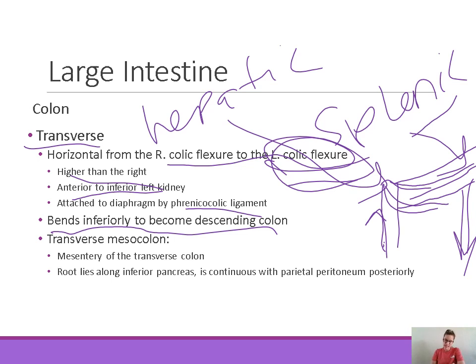There is a mesentery, a supportive membrane, that connects to the transverse colon. It's called the transverse mesocolon. This is the mesentery of the transverse colon. The root lies along the inferior border of the pancreas, and it extends down and attaches to the transverse colon. And the mesocolon is continuous with the parietal peritoneum posteriorly.